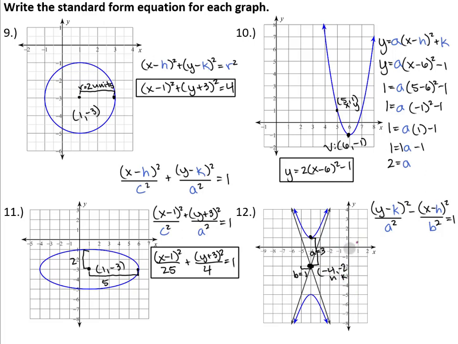So now let's plug it all in. Okay, and there's our answer. We should have y plus 2 squared, right, opposite sign, minus, and then x plus 4, right, opposite sign, squared. Remember that a squared, in this case, is going under 9, it's the vertical distance to my vertex, and then b squared, 1 squared, is just 1.